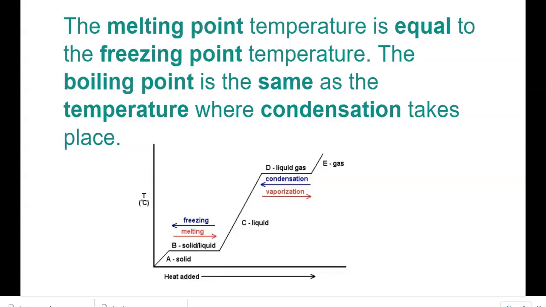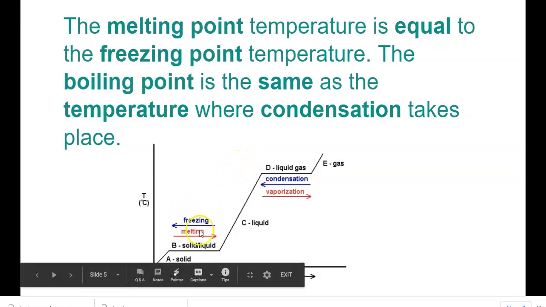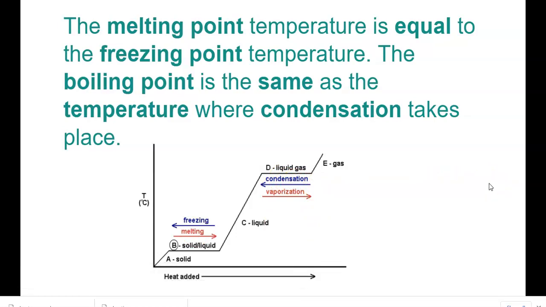The melting point, like I said, is equal to the freezing point. So melting and freezing happen in the same section. And the boiling point is the same as where condensation and vaporization happen. So B would be our melting/freezing point, and D would be our boiling/condensation point. So that's pretty much a heating graph. There's not really a lot to it.